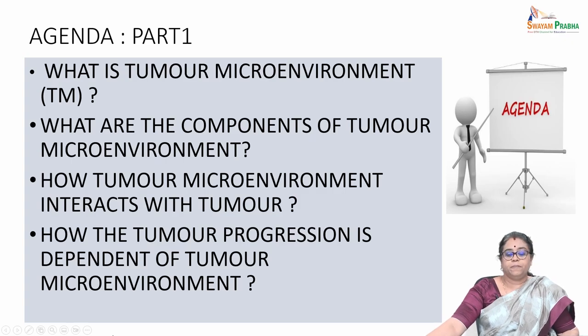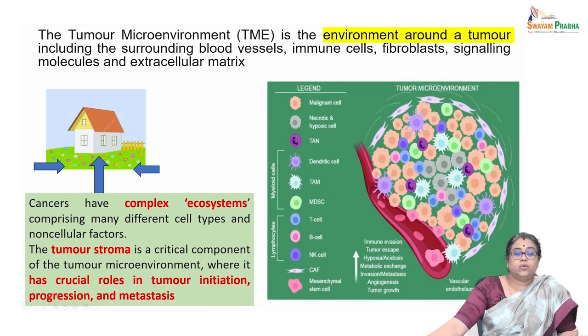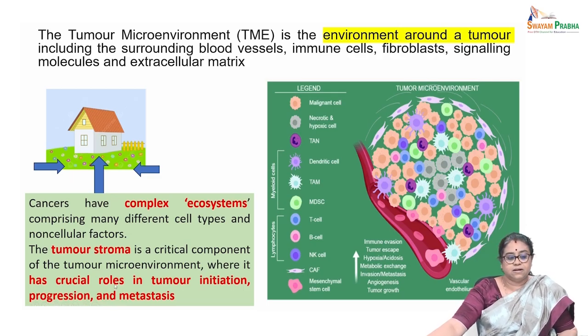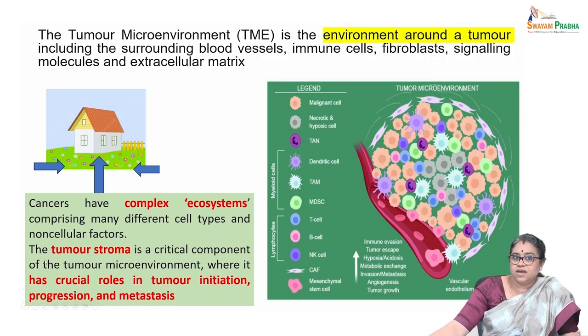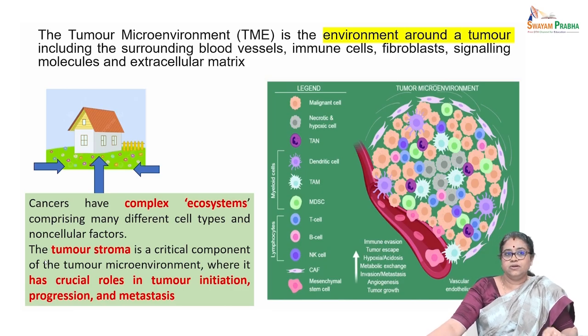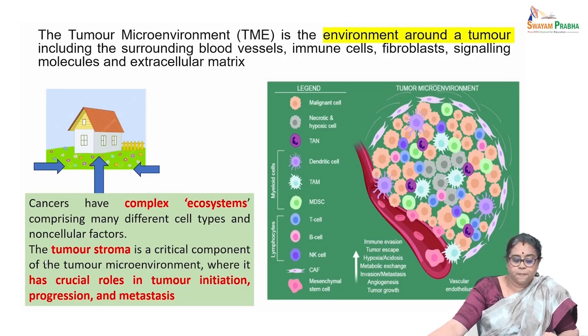So let's get into the topic. Tumor microenvironment is the environment around a tumor. It's as simple as that, which includes surrounding blood vessels, immune cells, fibroblasts, signaling molecules, and extracellular matrix. Now, if you see the cartoon here, I have shown a house. And around the house, what is it that you see? You see a fence, you see a garden, you see some flowers. So this fence, garden, and flowers is similar to the tumor microenvironment, where the house itself is like a tumor.